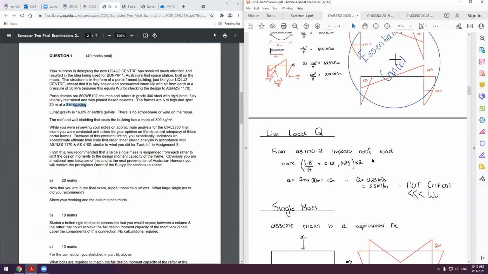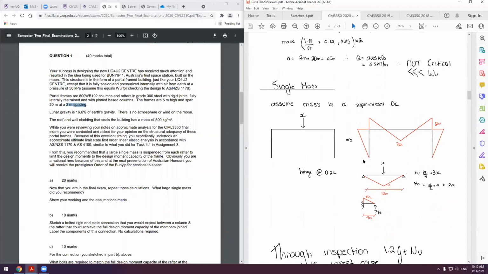And then we're looking at our live load. This is something that's often forgotten, and in this question, unless it's specifically said, you have to take your live load from 1170.2. It's an imposed roof load. It essentially comes out as 0.5 kilonewtons per meter. This is in comparison to your 100 kilonewtons per meter from this wind load we have. So therefore, it's not critical. One way to get extra marks is to say that it's not critical, and you don't need to actually do any further analysis on it.